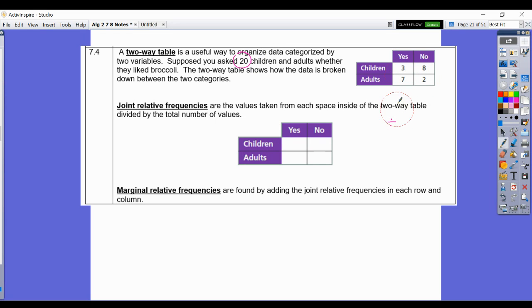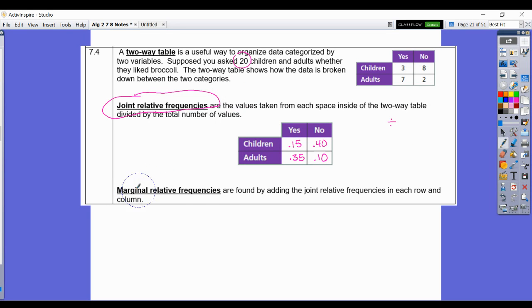So if you take 3 divided by 20, and just turn them into decimals, this would be 0.15. If we take 8 divided by 20, that's 0.40. 7 divided by 20 is 0.35, and 2 divided by 20 is 0.1 or 0.10. If you look at all these numbers, that will add up to 100%. So we have 100% of the population represented. These are called joint relative frequencies, each of the numbers in this box. I'm going to circle that in pink so that this is correlated here.